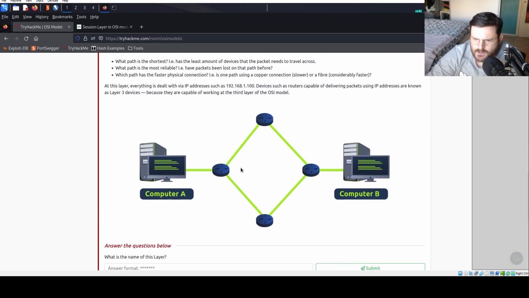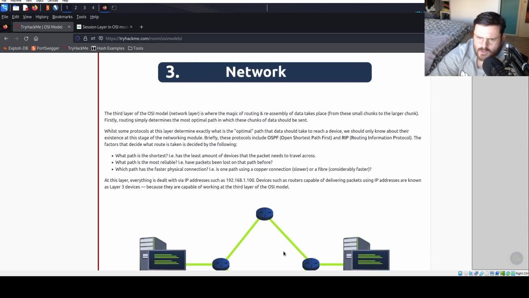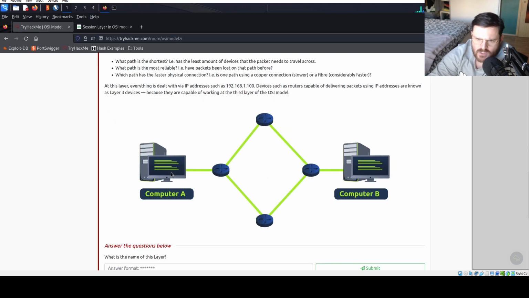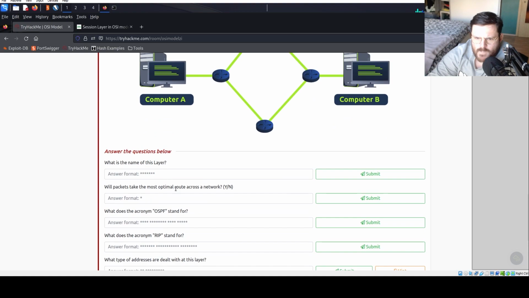We see here how this small network is connected. We see the routers and we see how data will travel. And in this protocol, we learn about OSPF and RIP that will automatically determine, based on the shortest path, the most reliable, and fastest physical connection, right? Will determine what route it will go.